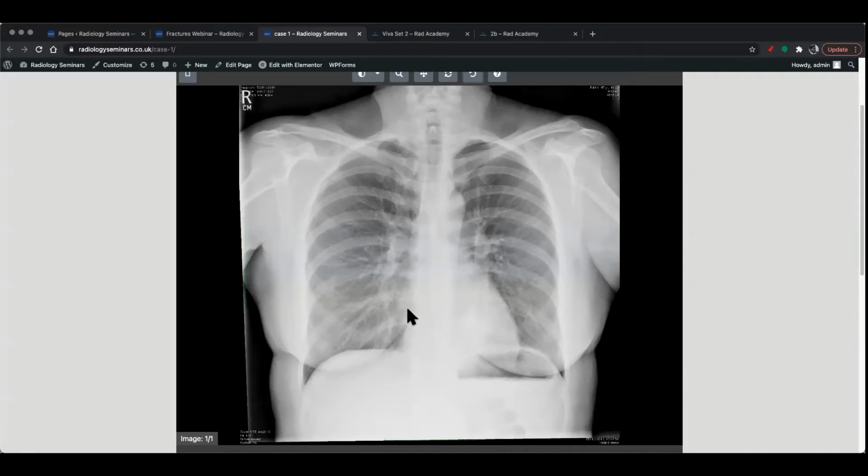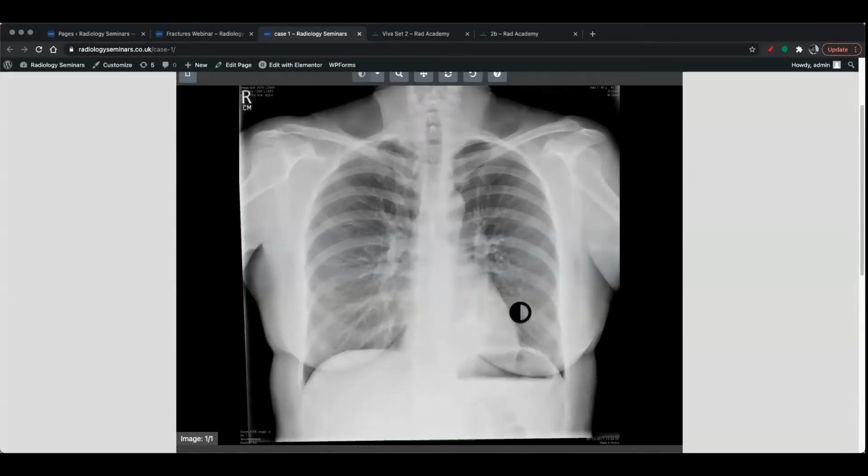So now we've got to start looking at the rest of the check areas. Check areas would also be the costophrenic angles that are sitting over here, and they all look normal. And then under the hemidiaphragms as well, just to make sure there's no air underneath the hemidiaphragm. So generally speaking, if you're in a rush, you might think, okay, well, I'm done now. That chest X-ray looks okay.